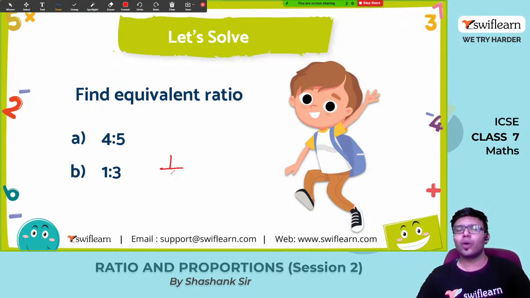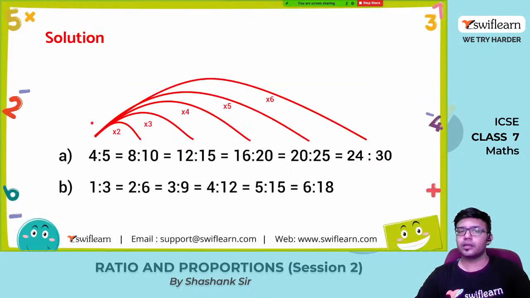Yes, 1 by 3. How to find the equivalent ratios? Multiply by 10, 10 by 30, multiply by 100, 100 by 300. These are the equivalent ratios. Okay. So yes, see here they have multiplied by 2, 3, 4, 5. You have got various answers. These are also right. Okay.